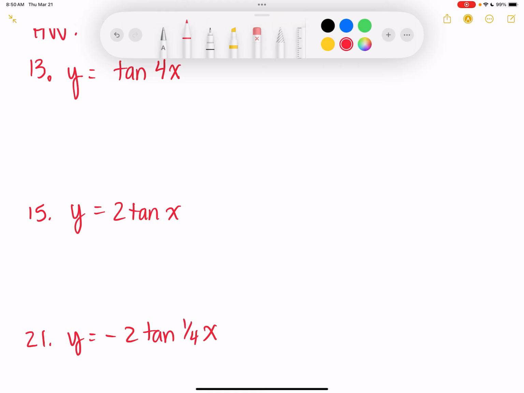Now, something I didn't mention is the number that's in front of tangent in this one, what would have been our amplitude value for cosine and sine, is irrelevant, okay? There is no amplitude to a tangent function, okay? So the only number that we care about is the number that is inside of here, okay? Disregard the other ones.